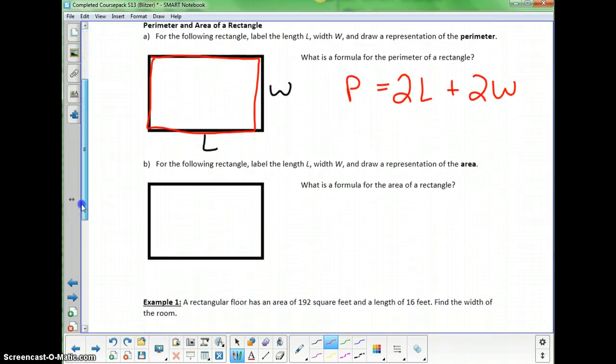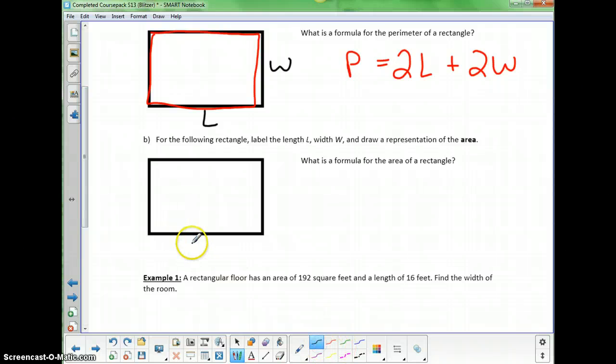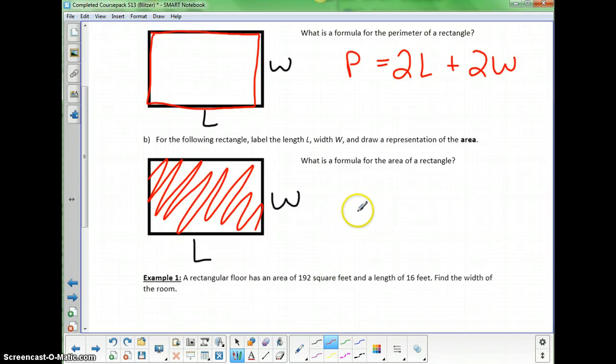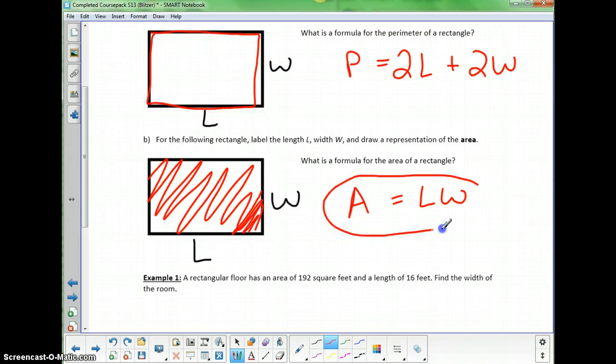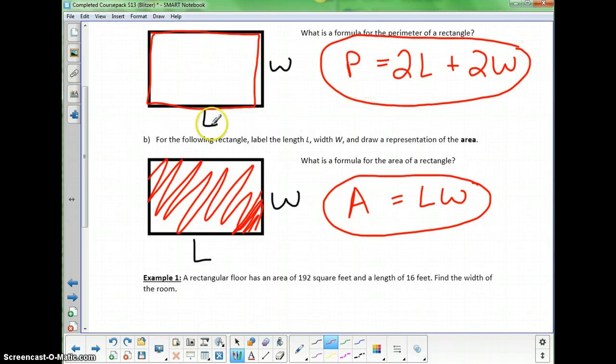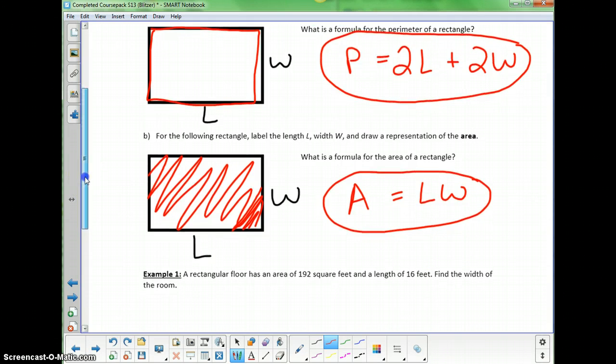Alright, in the next rectangle, we're going to talk about the area. So again, the dimensions are length and width. And the area is filling the thing up. So the formula for area is we're going to multiply length by width. So just area equals length times width. Multiplication is going to fill that shape up. Okay, so these are rectangular formulas. If I need a different shape, I'm going to have a different formula.